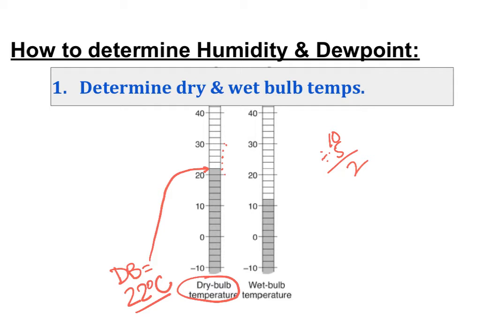Okay, and over here we have to figure out the wet bulb temperature on the right hand side. Same thing, it's going up by 2s. So if this is 10, this is 20, this is probably 12. So the wet bulb temperature is 12 degrees Celsius.